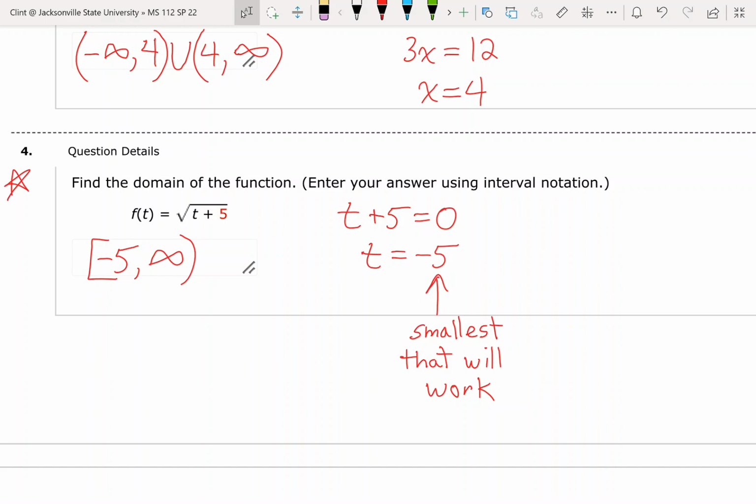Anything else? Because negative 5 is okay, we want to include negative 5. Because if we plug in negative 5, we get square root of 0, and that's 0, so that's okay. We just don't want to go smaller than negative 5, because then we get a negative. But if you want to include the number, use the bracket. But if you need to leave the number out, like we had to do with the 4, use parentheses. And then the infinities always have a parenthesis.